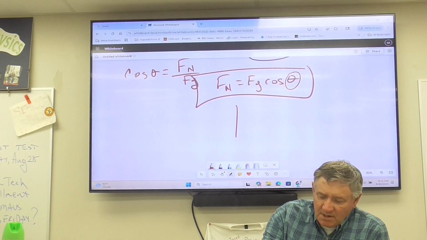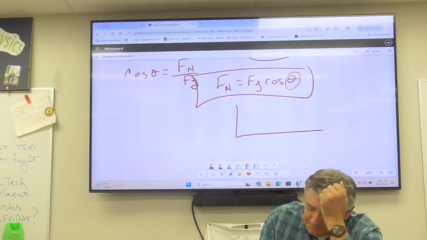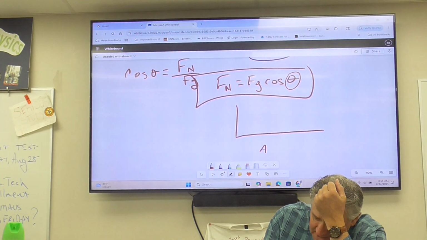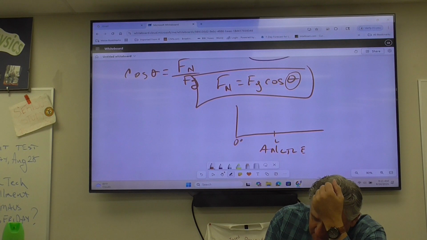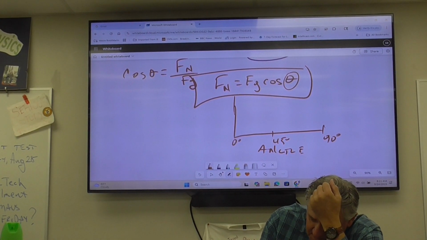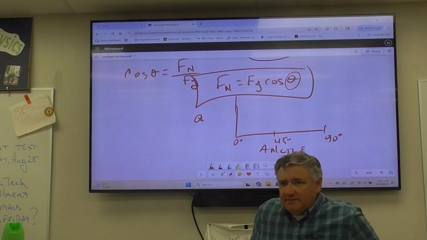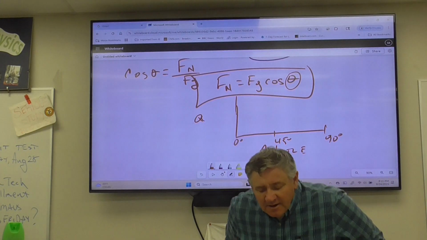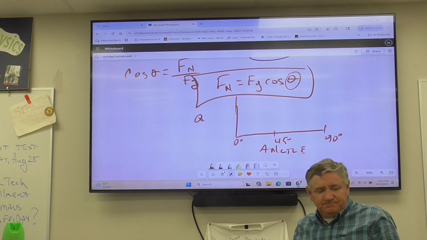Now, if you were to draw a graph, I'm not worried about the numbers, I just want the general trend. This is the angle. And this is 0 degrees, and there's like 45 degrees, and there's 90 degrees. And this would be the acceleration on an incline, okay? So, there's what I want you to think of.